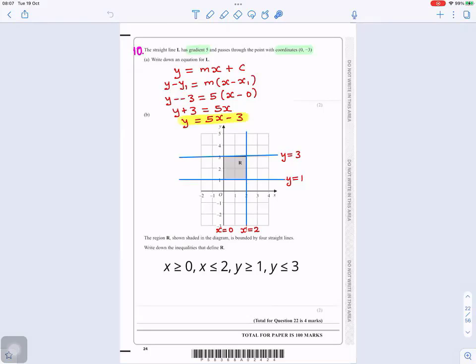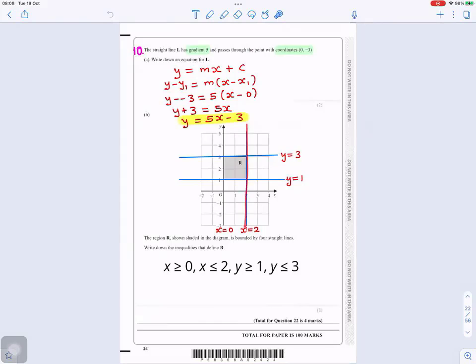Part B. The region R shown shaded in the diagram is bounded by 4 straight lines. Write down the inequalities that define R. x is greater than or equal to 0. This is the line x equals 0, it's actually the y-axis. Because it's a solid line, we use greater than or equal to. If it was just greater than, we'd use a dotted line. So x greater than or equal to 0.